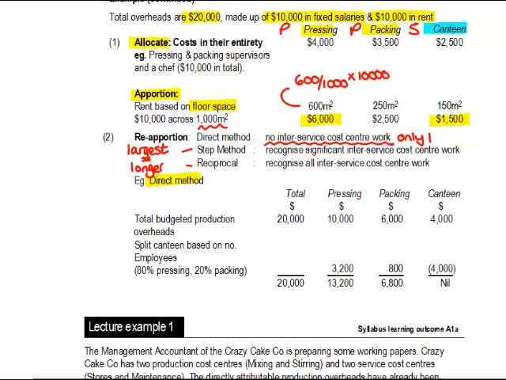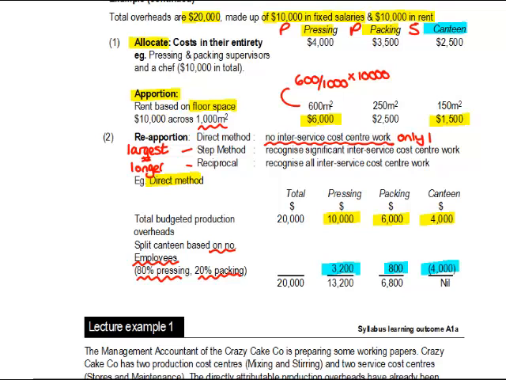What we've done here is we have taken the costs, what we've got at the moment, and then you can see that we've taken the canteen and we have shared it out between pressing and packing. And we've done that based on the number of employees. So canteen costs, number of employees, that makes sense. So we've got 80% of the employees are in pressing, 20% are in packing. So that probably reflects their usage of the canteen.